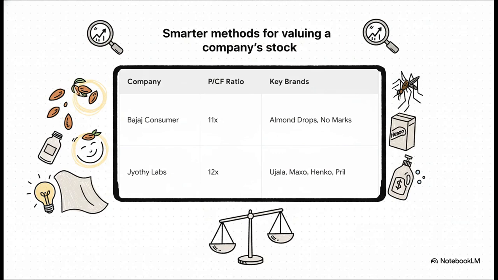And this lets you make some really interesting comparisons. So which company would you choose? Would you pay 11 times cash flow for Bajaj Consumer with its key brands? Or would you pay a little more, 12 times cash flow, for Jyoti Labs and its whole portfolio of brands like Ujala and Maxo? See? The PCF ratio forces you to ask a much smarter question about what you're really buying.